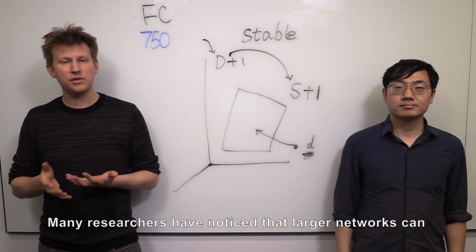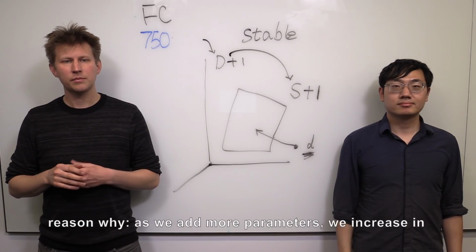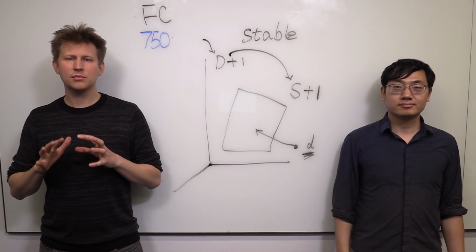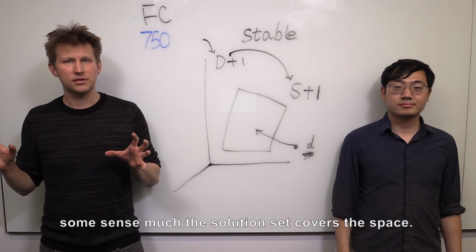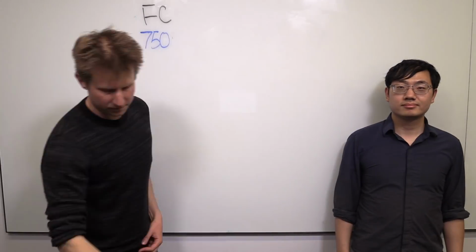So many researchers have noticed that larger networks can be easier to train, and this result suggests a possible reason why. As we add more parameters, we increase in some sense how much the solution set covers the space. There are definitely some subtleties here, so do check out the paper for caveats.